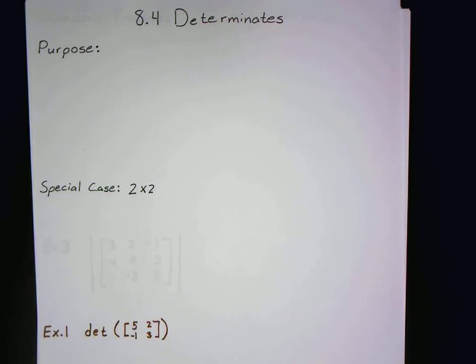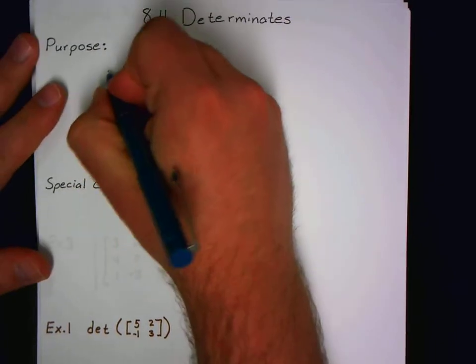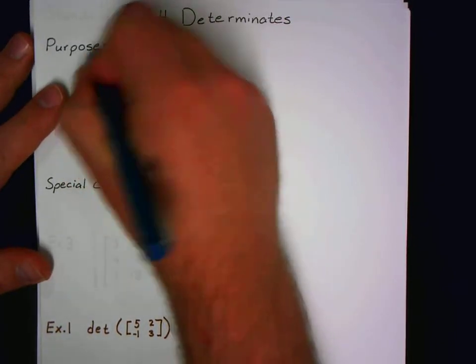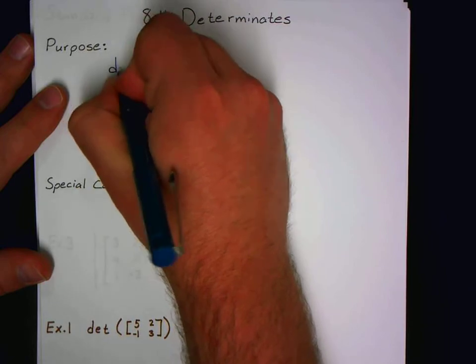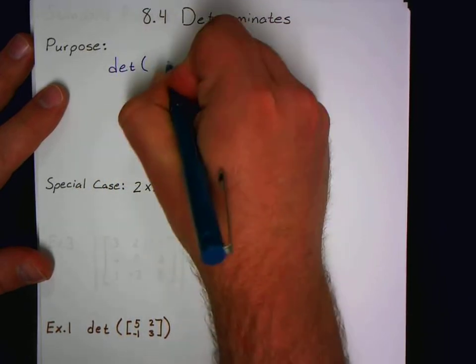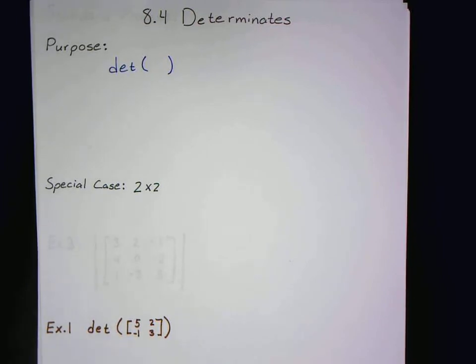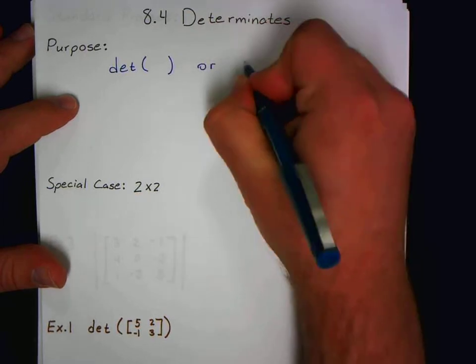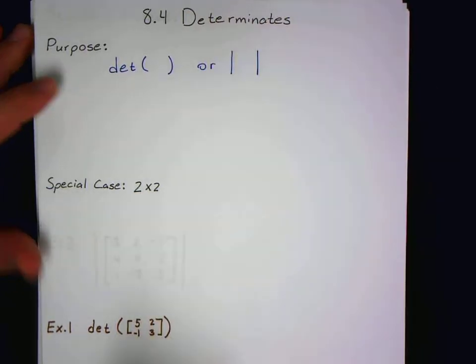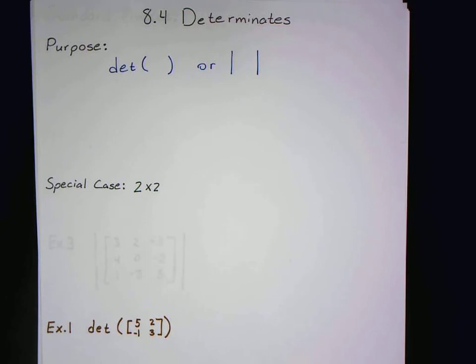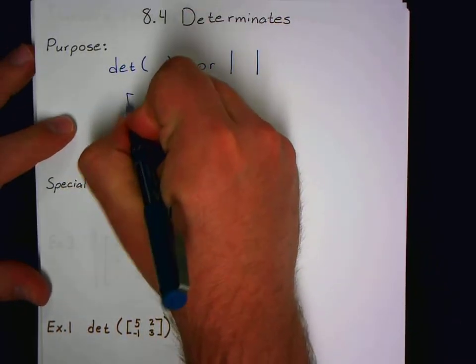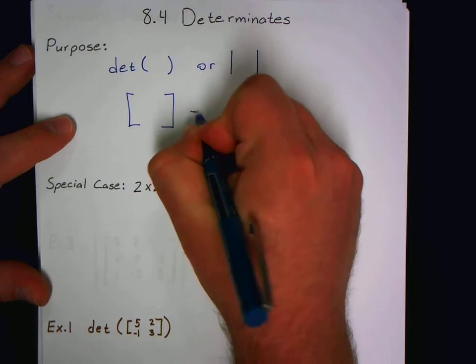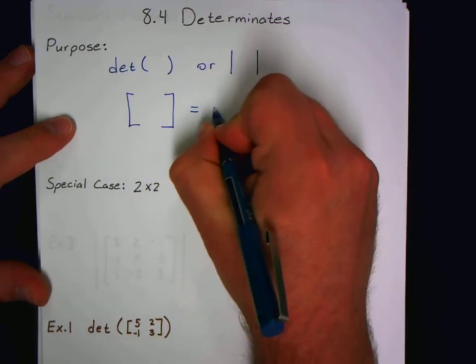All right, the purpose of this is we take what a determinant does. First of all, there's two ways we show determinant. This way, or by using an absolute value sign. Those are the two symbols for determinant. What determinant does is it takes a matrix and it turns it into a number.